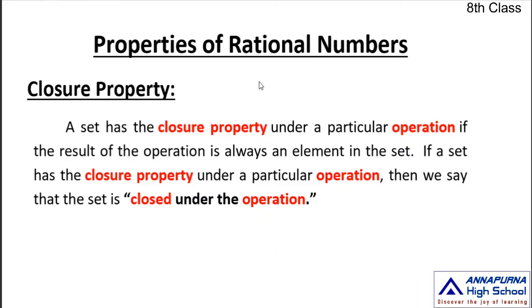Okay, now take division. Instead of multiplication, let us take division. That means when you divide one rational number by another rational number, you get a rational number or not. Let us think. Are the rational numbers closed under division or not? Yes, I think your answer is yes. When you divide one rational number by another rational number, you get a rational number as the result. That means the collection of rational numbers is closed under the division operation.